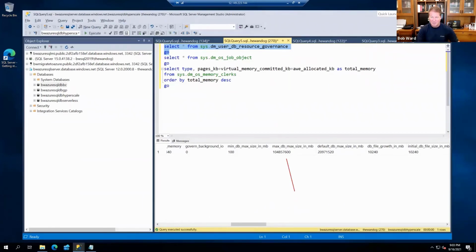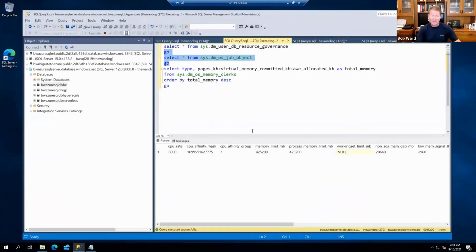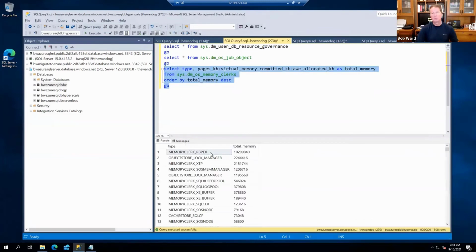In fact, can you see how much memory I've got allowed for this database? And I can go into job object and see again that same thing. That's what's interesting, those job objects are limiting it lower. Well, what the heck's going on with that? As it turns out, that's one of the benefits of this. We have the resilient buffer pool that's going on here.